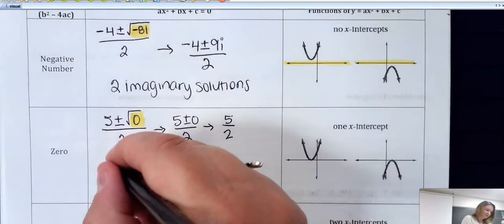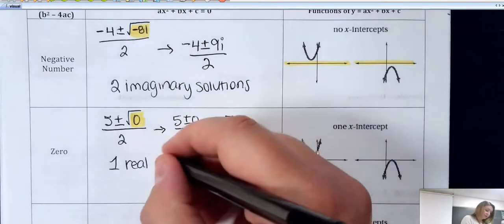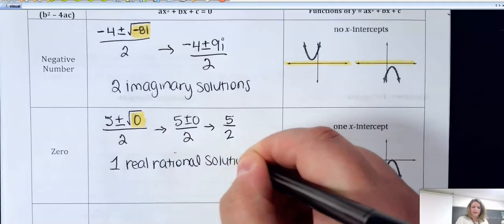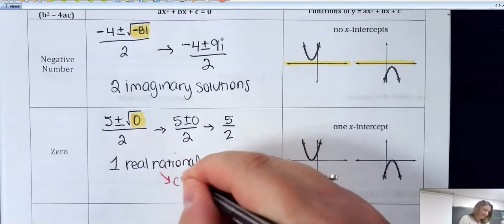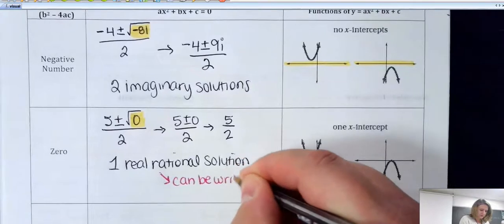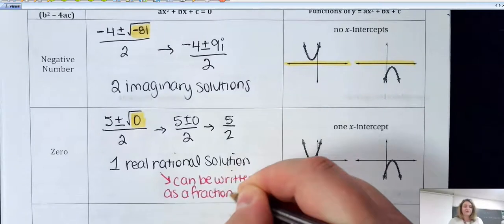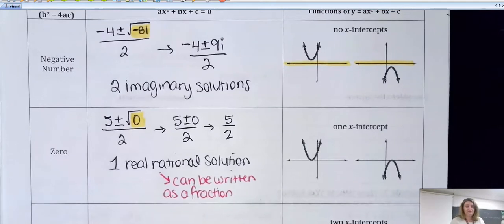Okay, so this is going to give me one real, and what I'm going to call this here, rational solution. And rational just means can be written as a fraction. And you won't have any radicals in that scenario, because if my discriminant's b squared minus 4ac of 0, I won't have a radical if I would do the full-on quadratic formula. So my answer has to be a real rational, meaning I could write it as a fraction, solution.